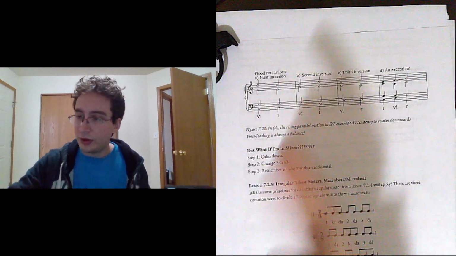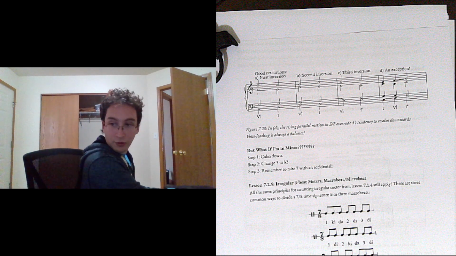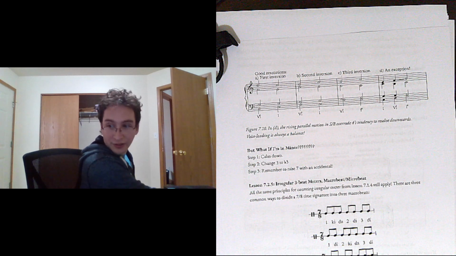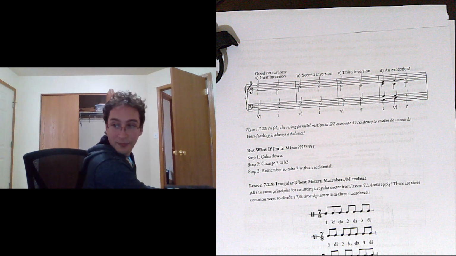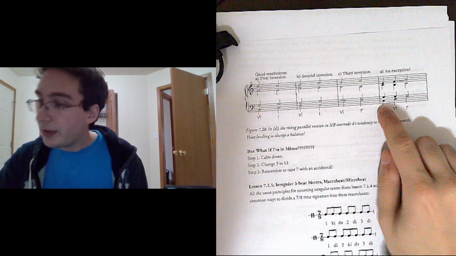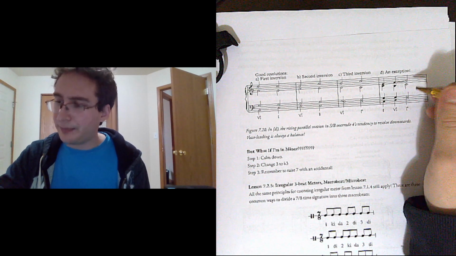So good resolutions. First inversion, you just follow all of those rules. Second inversion, you follow all the rules. Third inversion, you follow all the rules. And an exception here is 4 doesn't resolve down to 3 here.